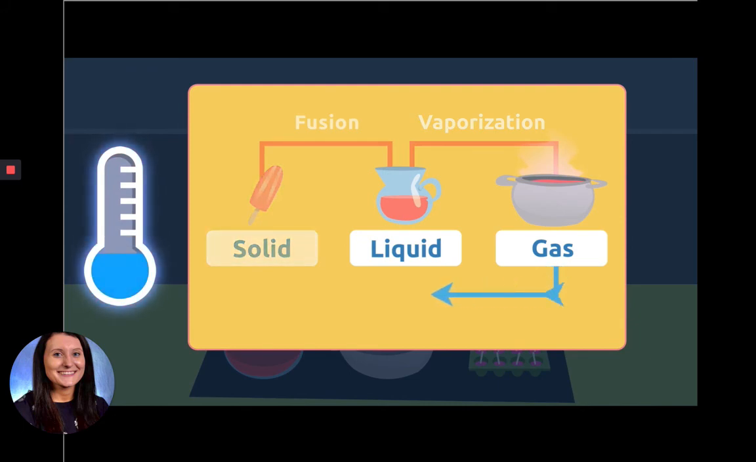If we cool a gas, it becomes a liquid. This process is called condensation. If we freeze liquid matter, it will become a solid. This process is called solidification.